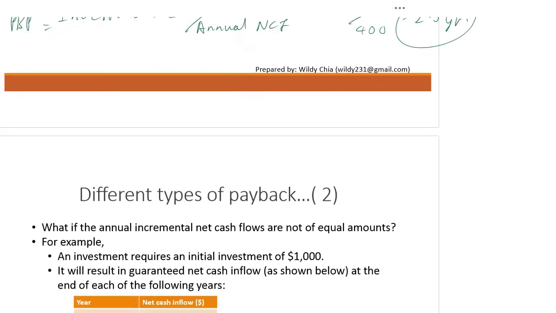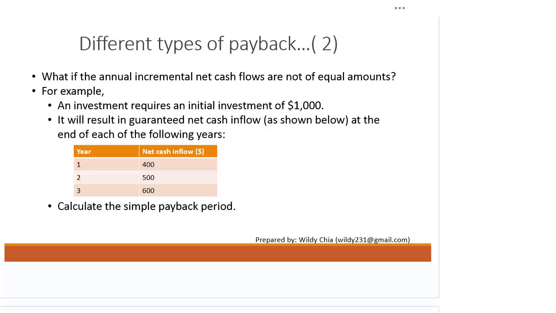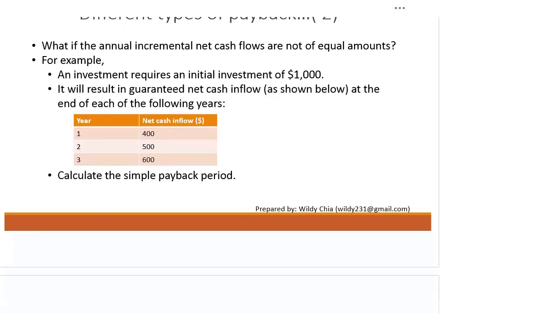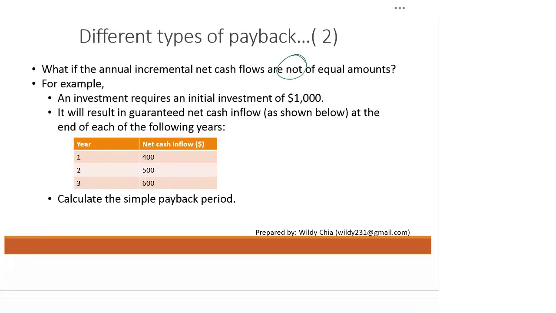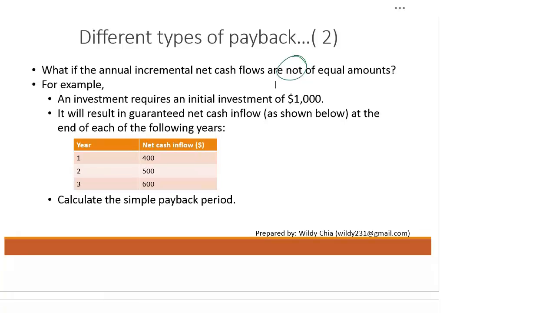However, say what if the annual incremental net cash flows are not of equal amounts? Now, if you have such a case, where it's different from the earlier case, annual net cash flows are not of equal amounts, then your working to get the payback period is going to be a bit different. Not more difficult, it's just a bit different. So we have the same initial investment cost of 1,000. Now this will result in a guaranteed net cash inflow as follows.